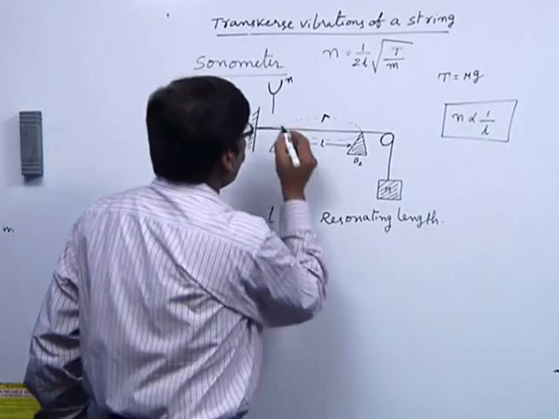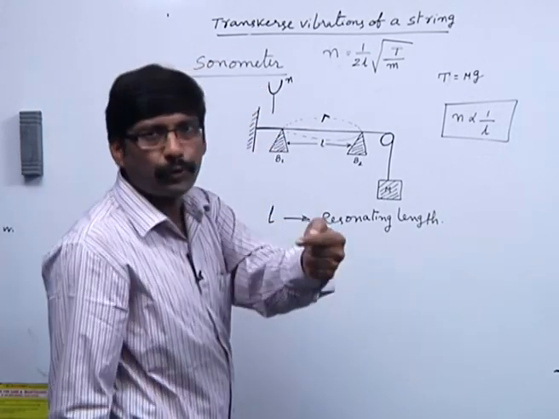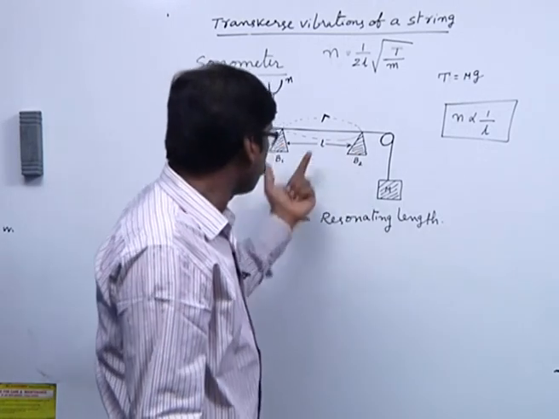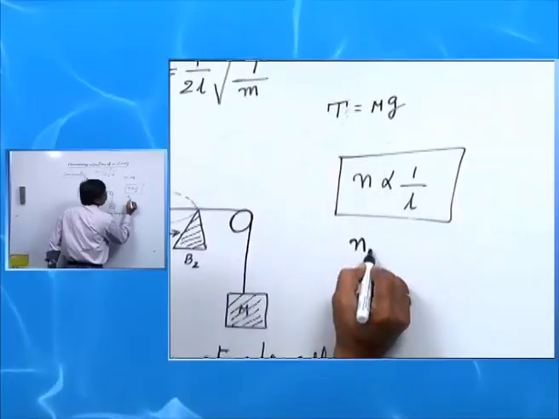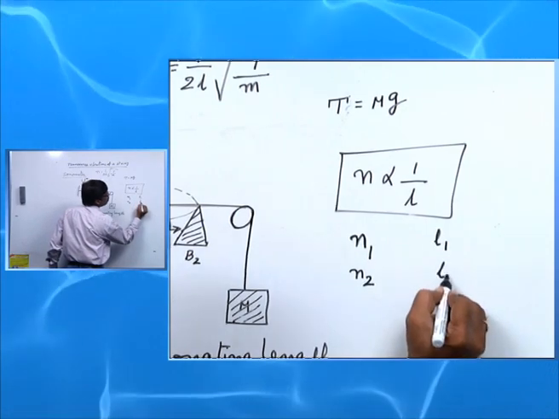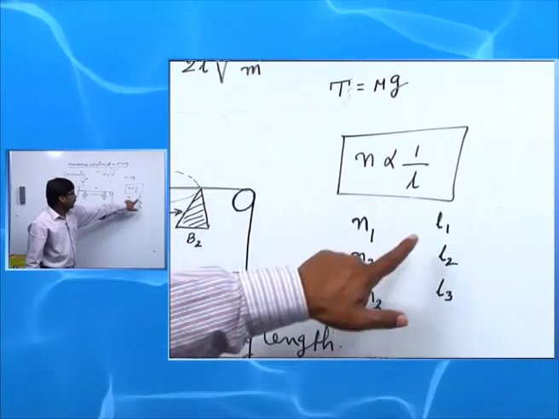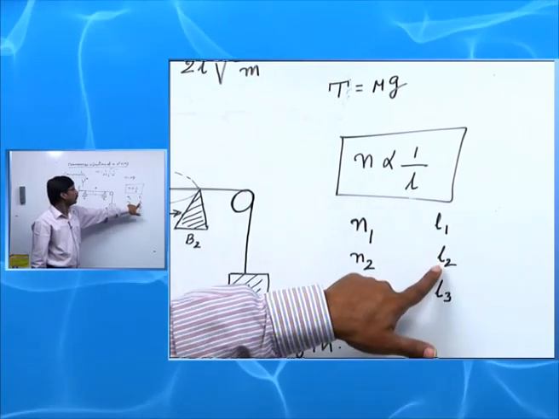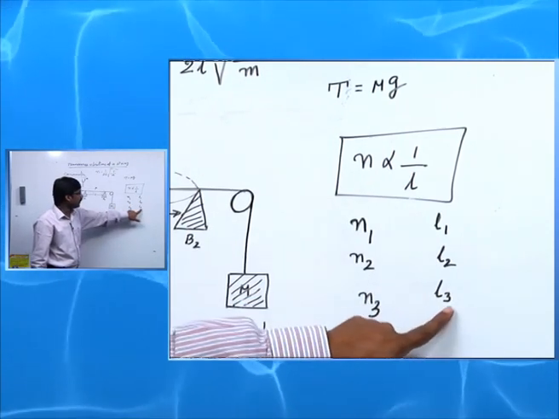Now vary the tuning fork frequency. You can use N1, N2, N3 for 3 different frequencies. Measure the corresponding resonating lengths: N1, L1; N2, L2; N3, L3. L1 is the resonating length corresponding to a tuning fork of frequency N1. L2 is the resonating length corresponding to a tuning fork of frequency N2. Similarly, L3 is for N3.